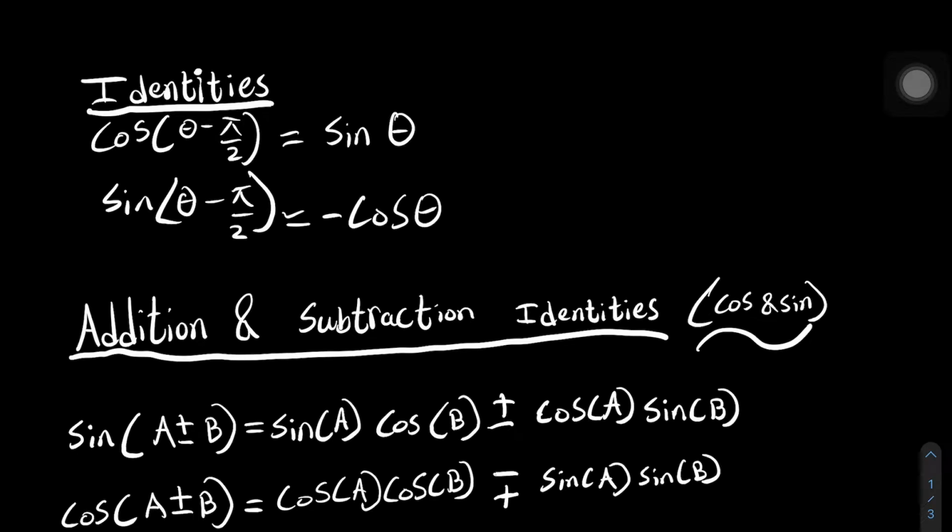In this video, we'll be going over the cofunction identities, as well as the addition and subtraction, or sum and difference formulas. To start off, let's go over the identity formulas. So our first identity is the cosine identity, which says that cosine of theta minus pi over 2 equals sine of theta. And the sine identity says that sine of theta minus pi over 2 equals negative cosine of theta.